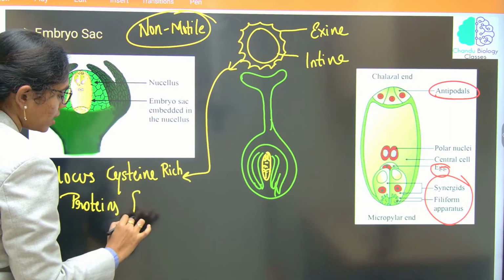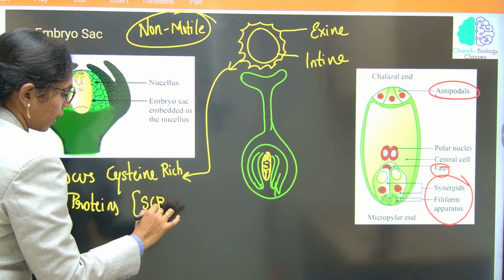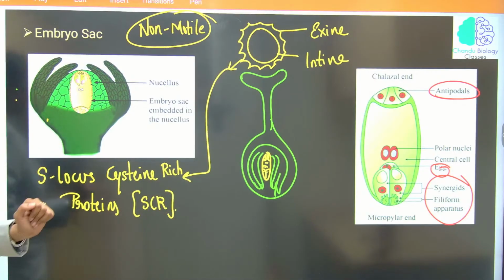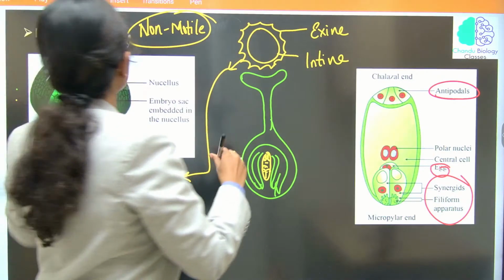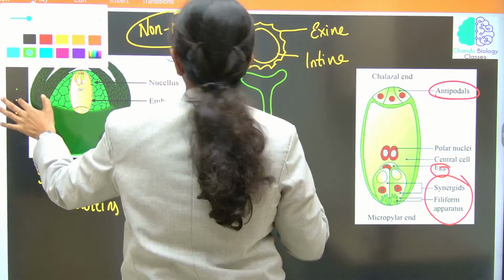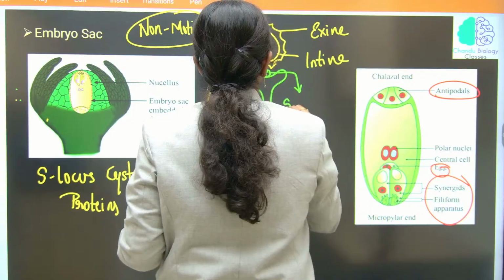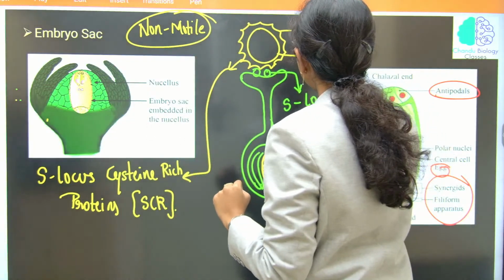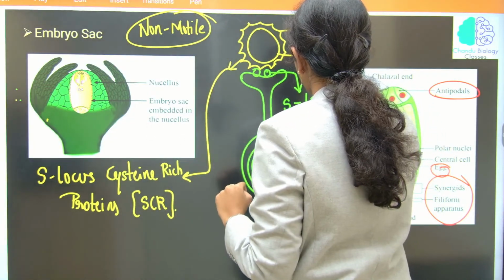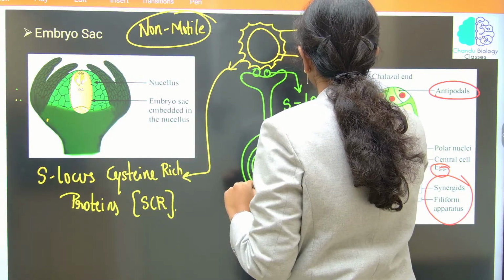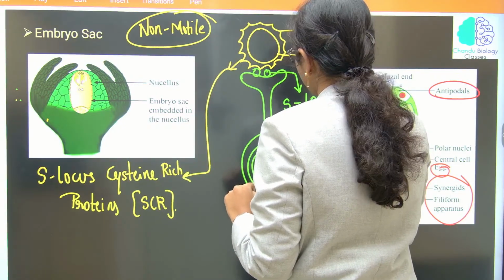These are known as SCR. Okay, these are the receptor proteins. And over the stigma, if you can see, there are kinases present. These are S-locus receptor kinases. Receptor kinases, very important.